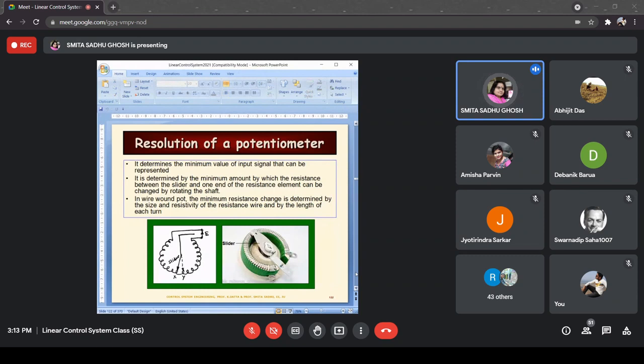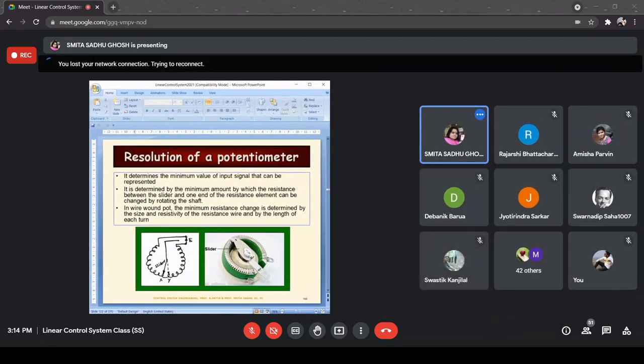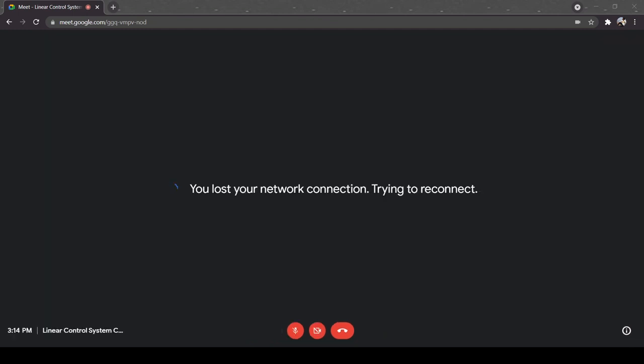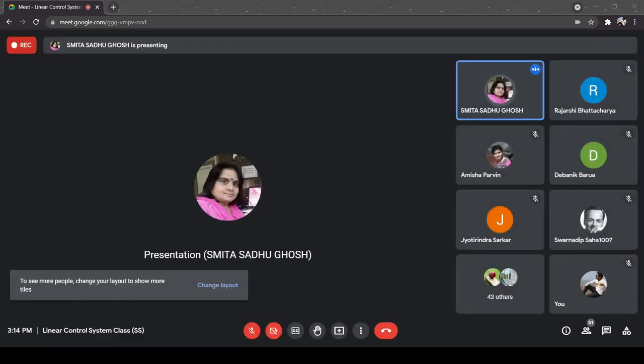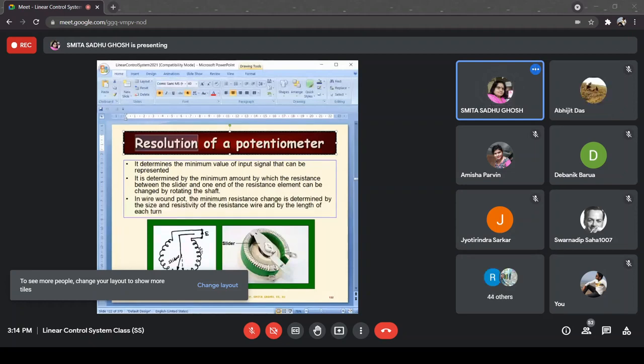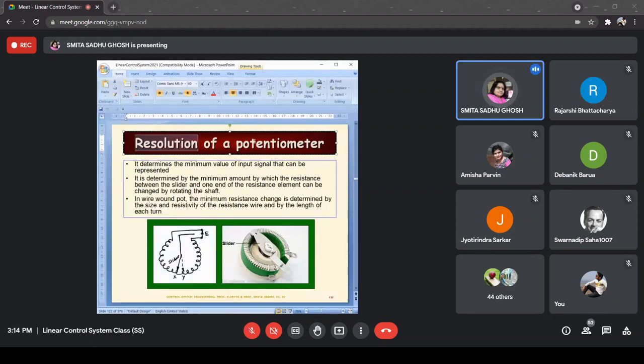Now we come to something which is known as resolution of a potentiometer. Nowadays, of course, all of you are familiar with this term resolution, maybe in a different context, resolution of screens and images and all that you are familiar with. That matter we can actually sense by using a particular potentiometer.